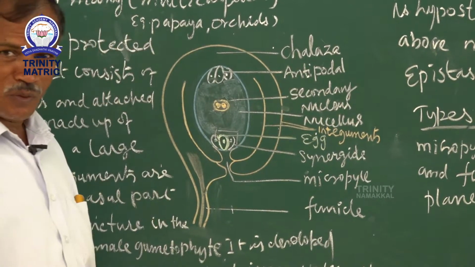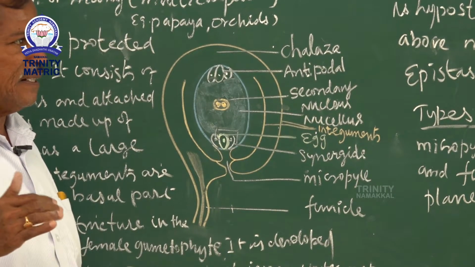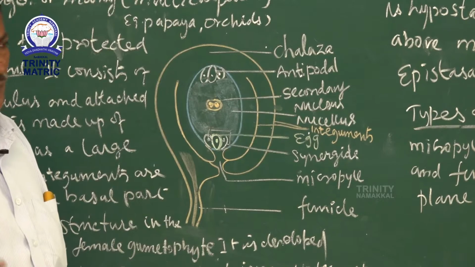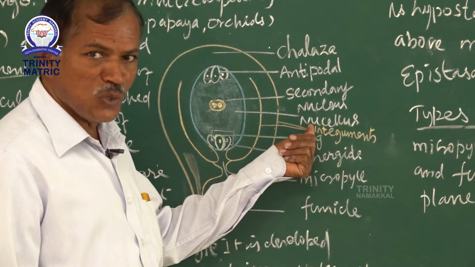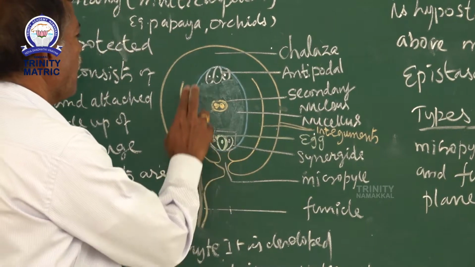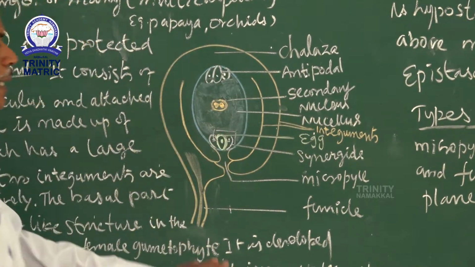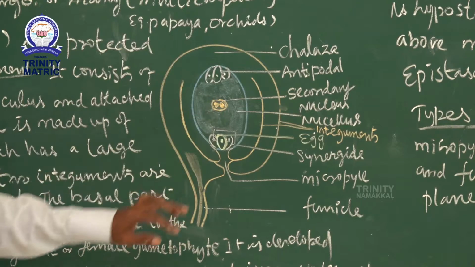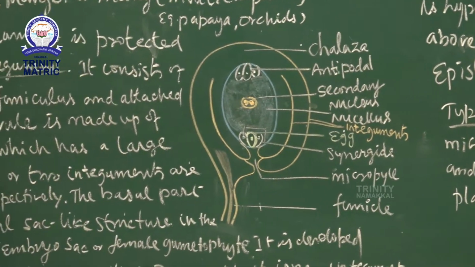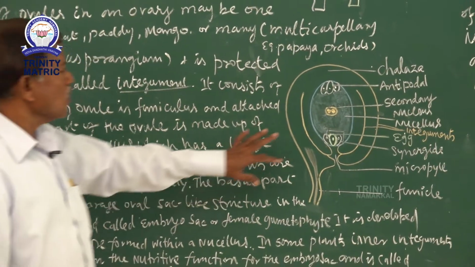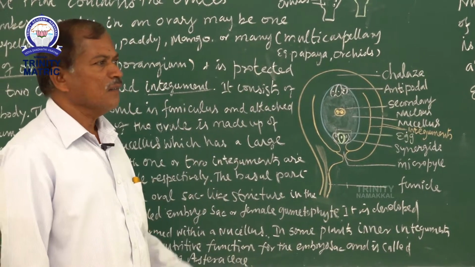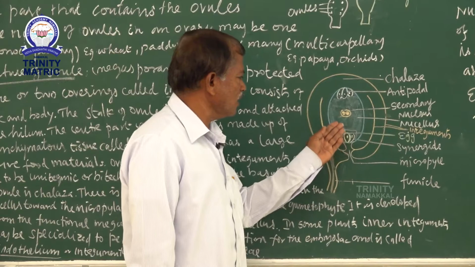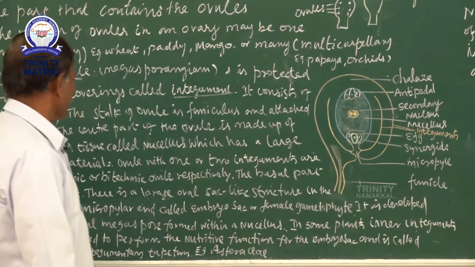Nucellus. There is a new word, nucellus. All of you remember this word, nucellus. The center part of the ovule, made up of parenchymatous tissue, is called the nucellus, which has a large reserve of food material stored in this region for the developing embryo. It also performs a nutritive function.